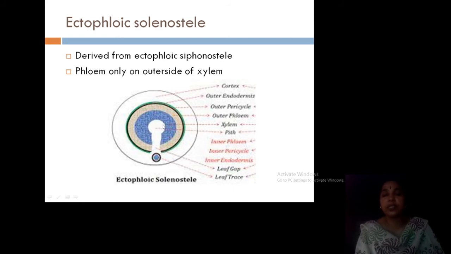See, this is the central core of pith. This blue color is a xylem. Then it is surrounded by the phloem region. Clear? Then pericycle and endodermis. Outer endodermis, outer pericycle, outer phloem. Xylem and outer phloem. Inner phloem, outer phloem.